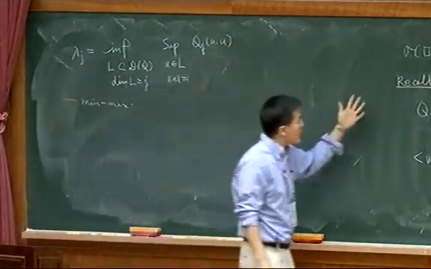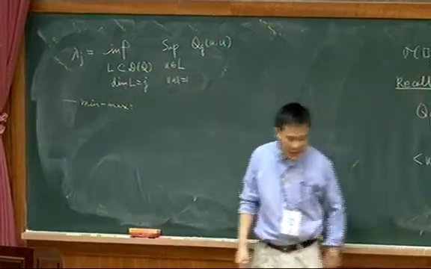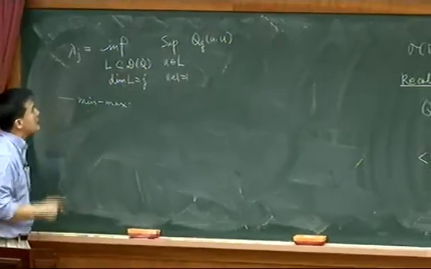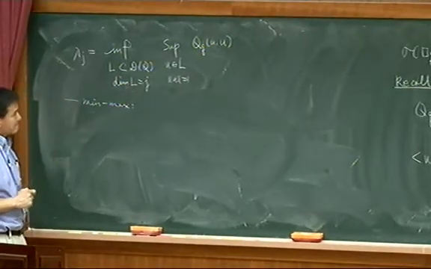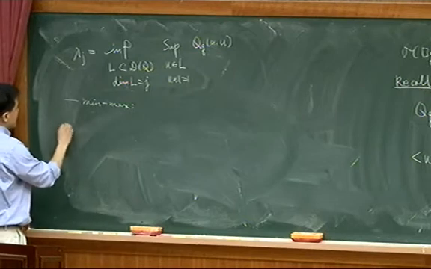The point is that this lambda j is not necessarily an eigenvalue. We don't even know whether the spectrum of this operator has any eigenvalue or not. It may have no eigenvalue at all. This has not been proved yet. Okay, but we do know the following facts.